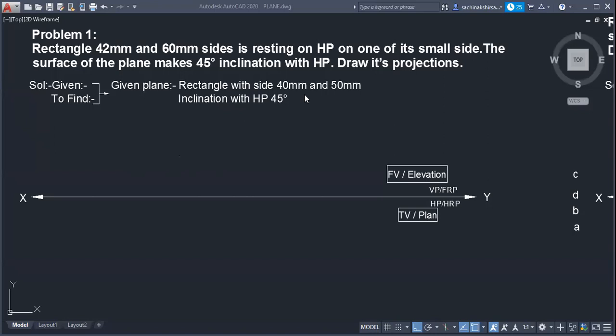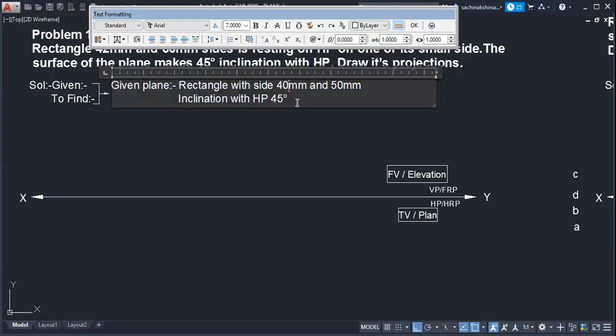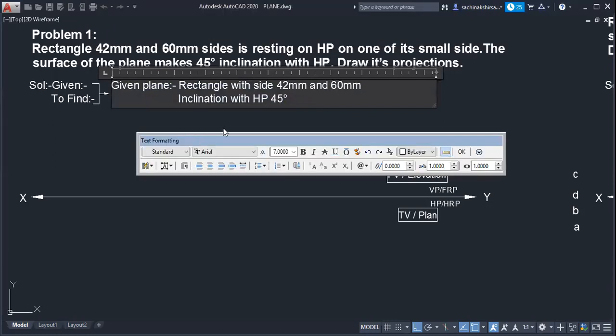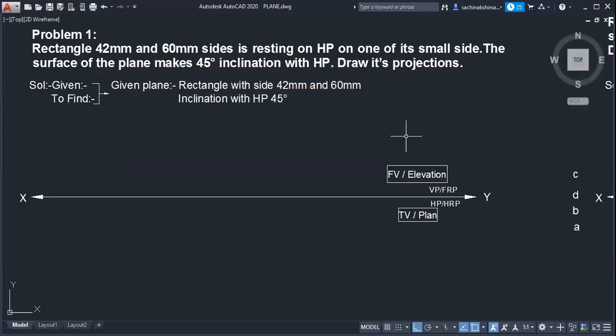The most important thing, once you start solving the problem: first you have to understand which plane is given. Which plane is given in this problem? A rectangular plane. What are its dimensions? 42 and 60. Okay, so these are the dimensions.